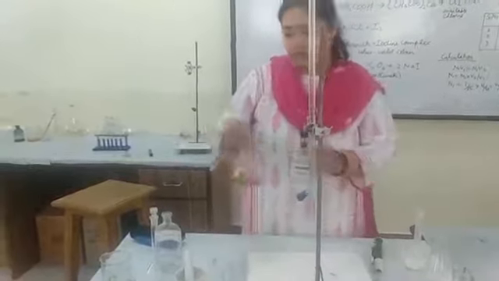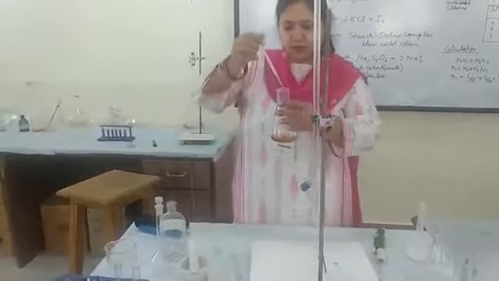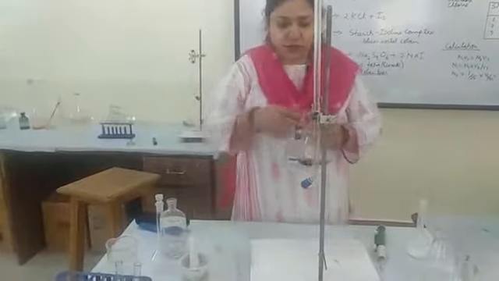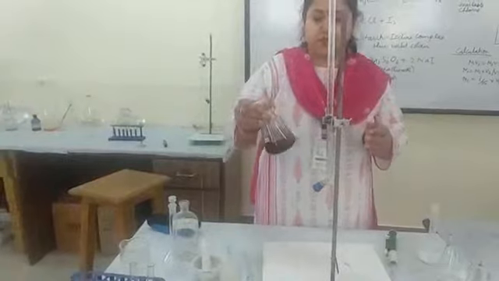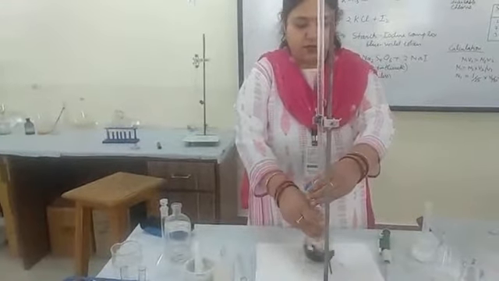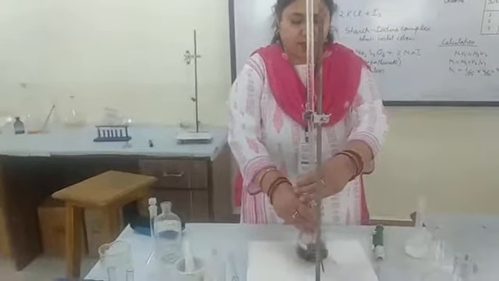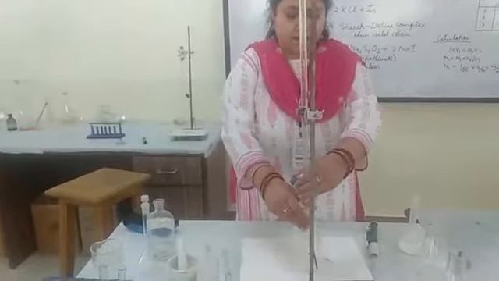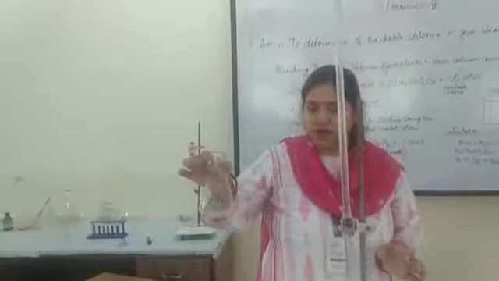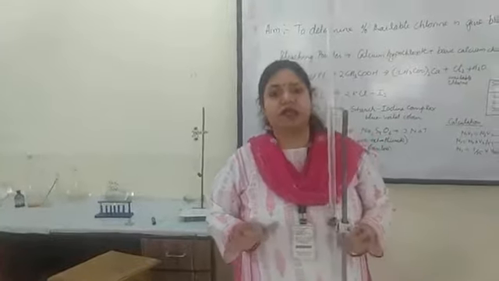This is a slight pale yellow color. Then we will add 1 to 2 drops of starch indicator. A blue violet color appears. Then we will again start the titration. And after some time you will see that the color disappears. So at this point the titration is over, and we will get our end point.